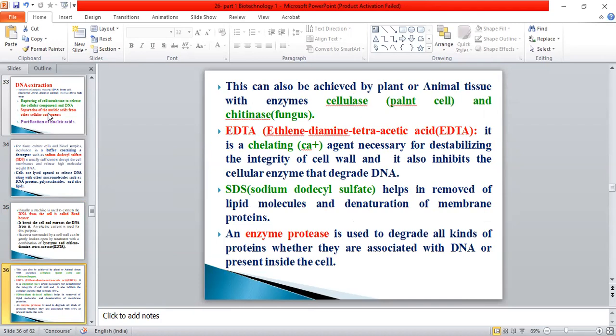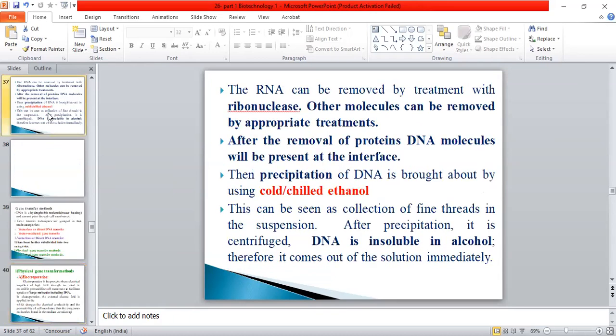Another one is ethylenediamine tetraacetic acid, which is a calcium chelating agent. It easily binds with the cell membrane. As a result, it loses its ability, so the DNA molecules can come out. Another one is SDS, sodium dodecyl sulfate. It is used for the denaturation of the lipid molecules. And the enzyme protease is very important for breaking down the protein. And for the RNA molecules, ribonuclease is the enzyme used to degrade the RNA.